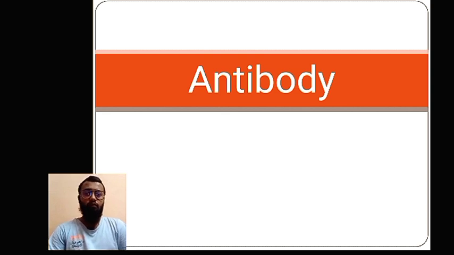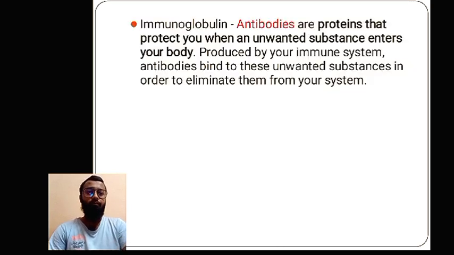Antibodies are the substances which are produced by our body against the antigens. Let's see what an antibody is. Antibodies are also called immunoglobulins, and these antibodies are mainly made of proteins that protect you when an unwanted substance enters your body. These unwanted substances are antigens. When an antigen enters our body, it is a foreign substance and evokes our immune response. When our immune response is activated, a large amount of antibodies are produced against that antigen. So these antibodies help in eliminating that antigen or bacterial or viral infection from our body.